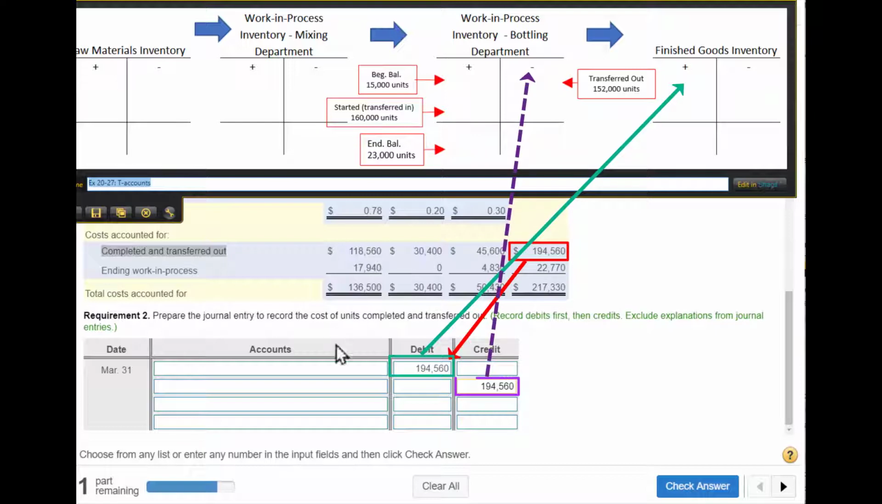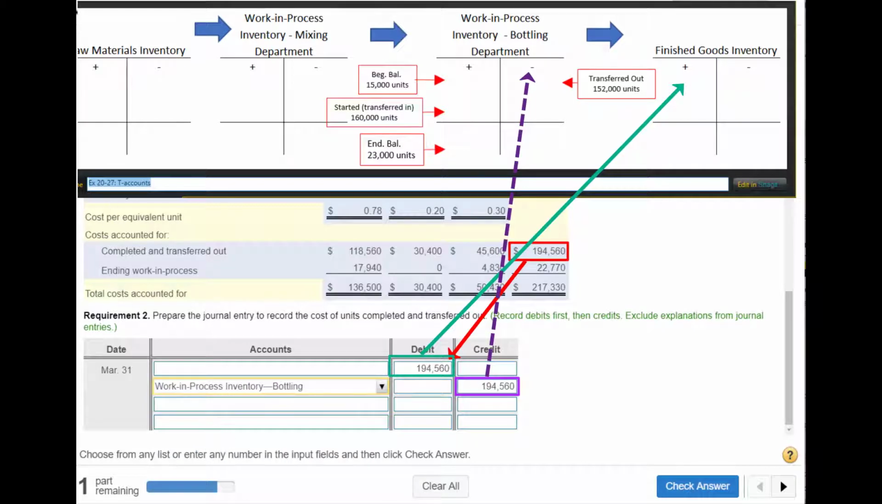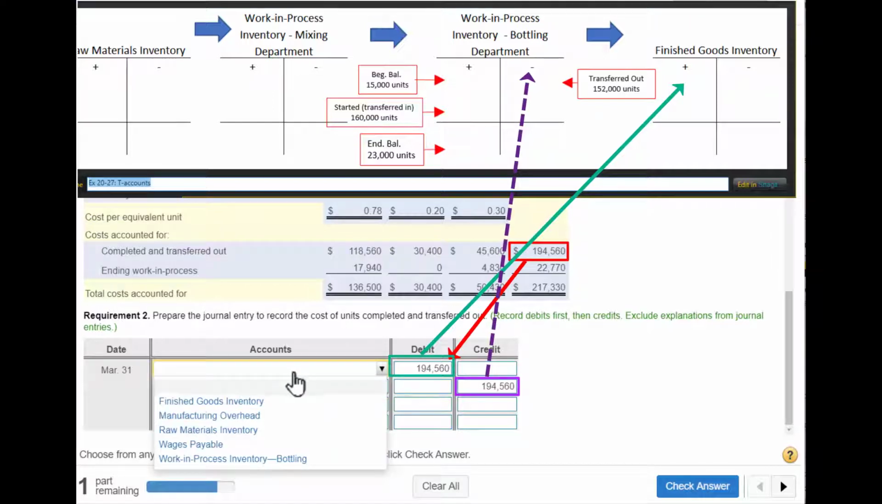So now they're being transferred out of the bottling department, so we need to credit the bottling department. So the credit is going to be work in process bottling, and then they're going to go to the finished goods inventory, so that is the account that is going to be debited. Finished goods inventory.